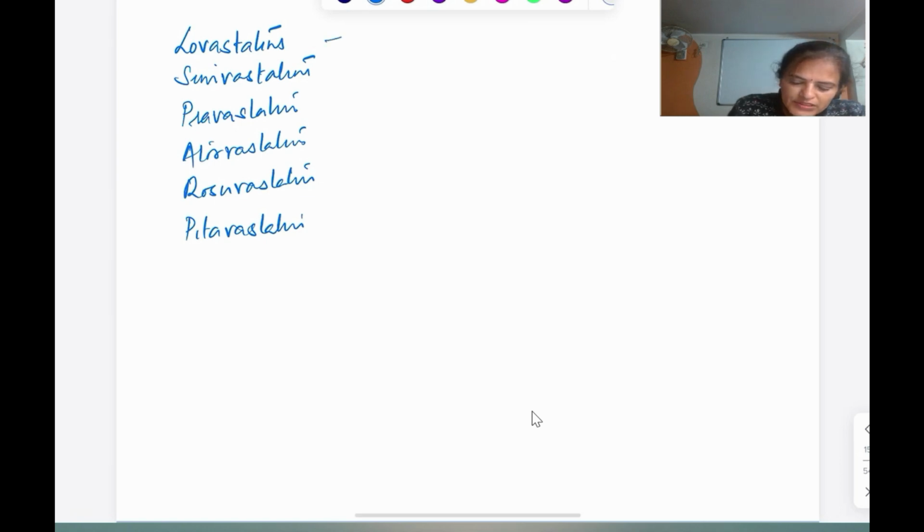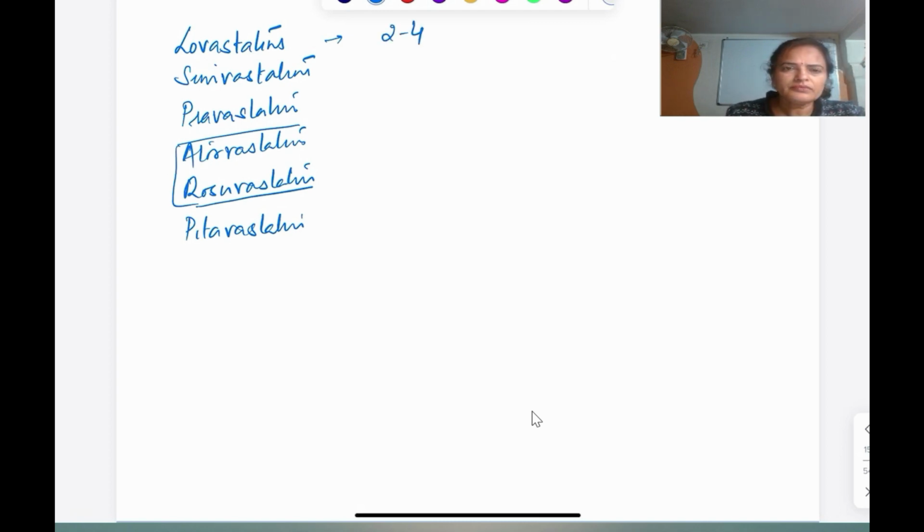First is lovastatin. It is not as potent or efficacious as compared to atorvastatin and rosuvastatin. Its half life is 2 to 4 hours. Simvastatin is another one, with half life 2 to 3 hours. Pravastatin, though more potent than simvastatin and lovastatin, also has a short half life. Whereas this one is the longest acting, 18 to 24 hours.